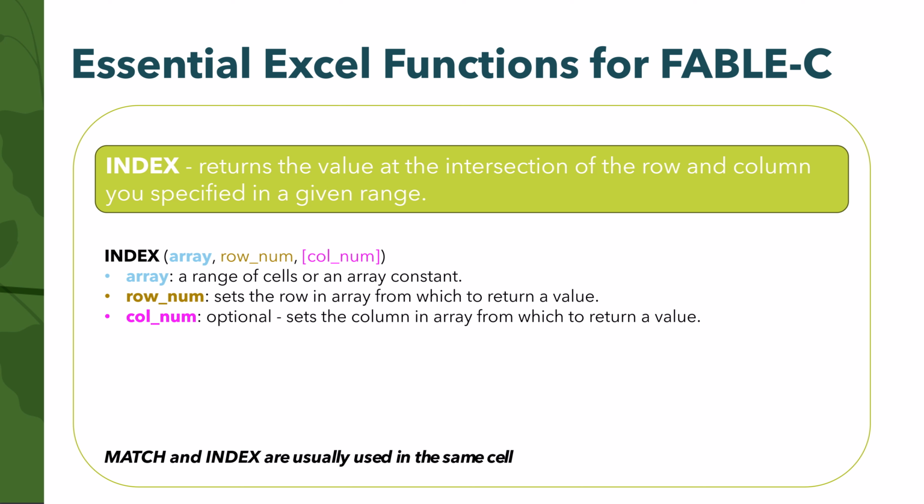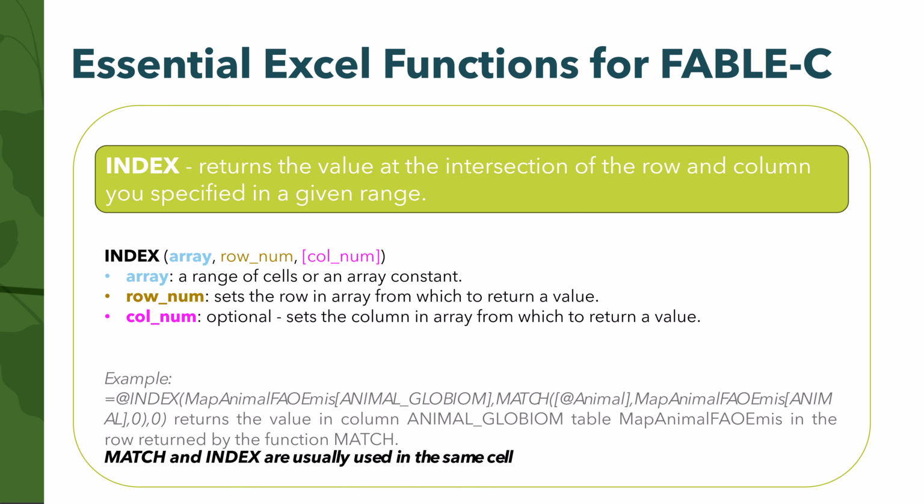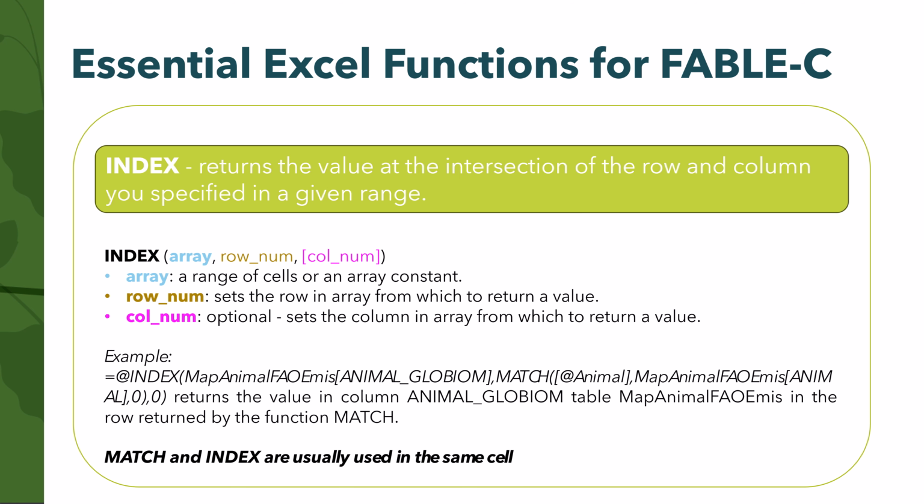The index function returns the value from a specific row and column in a range or table. It is often used in combination with the match function. In this example, it uses the results of the match function to find the correct row in the animal_globium column of the map animal FAO emiss table. It returns the corresponding value from the column where the animal matches.